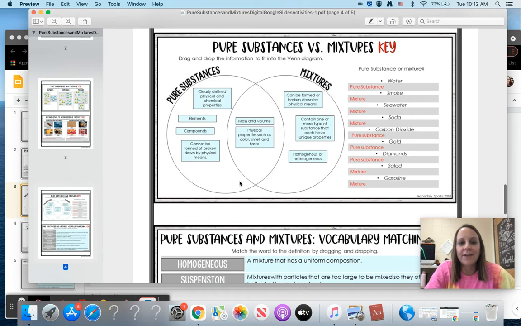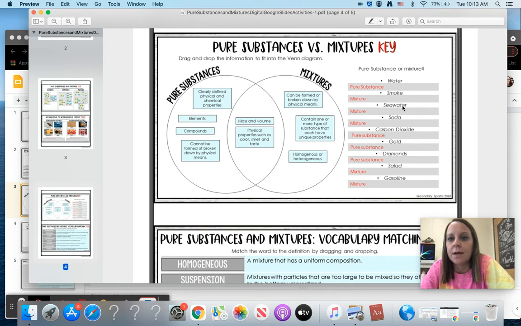So this is the key for that. So pure substances have clearly defined physical and chemical properties. They're elements and compounds, and they cannot be formed or broken down by physical means because a chemical reaction or chemical change is what joins them together. Mixtures can be broken down by physical means. They contain one or more type of substance that each has unique properties, and they can be homogeneous or heterogeneous. And both pure substances and mixtures have mass and volume, and they have physical properties such as color, smell, and taste.